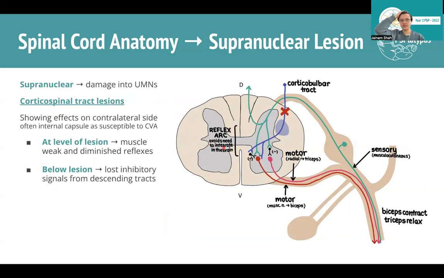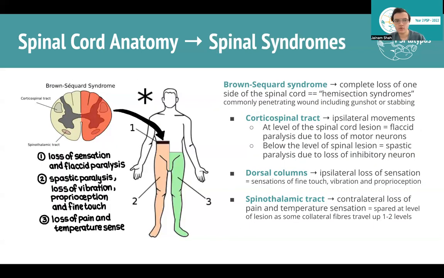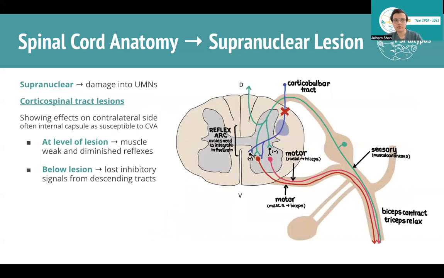Supranuclear lesions refer to damage to the upper motor neurons. So far, if I go back to some of these syndromes, we've looked more at just the lower motor neurons being affected. But I want to now focus on upper motor neurons, so supranuclear. The corticospinal tract lesions are probably a lot more common.